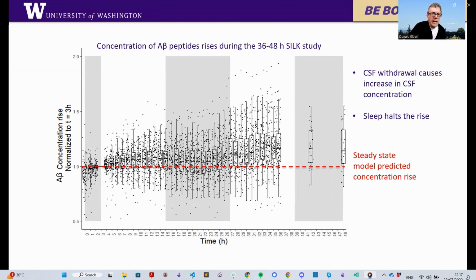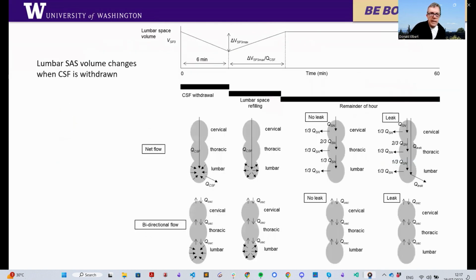That was the fact that as we sampled CSF over 48 hours, every hour withdrawing 6 mils, we found that the concentration of the A-beta peptides rose over the course of the experiment. 6 mils of CSF being withdrawn every hour is a lot. Typical production rate is 23 mils per hour. So we're definitely knocking the system out of steady state, and we need to account for that in our model.